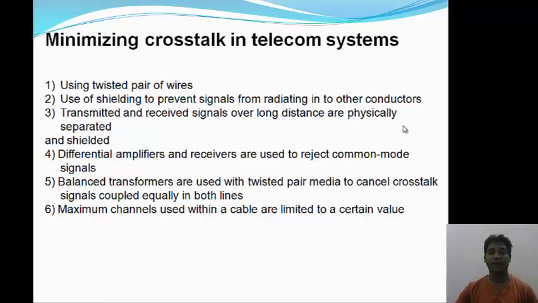Differential amplifiers and receivers are used to reject the common mode signal. Balanced transformers are used with twisted pair media to cancel the crosstalk signal coupled equally in both lines. Maximum channels used within the cable are limited to certain values.